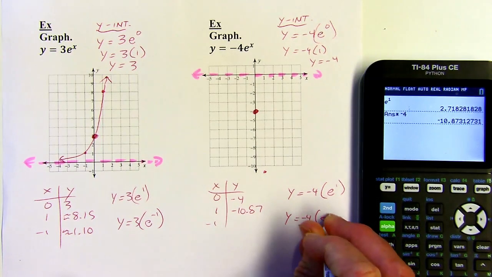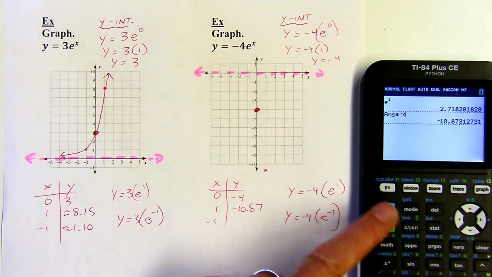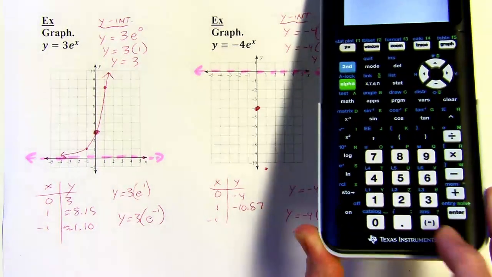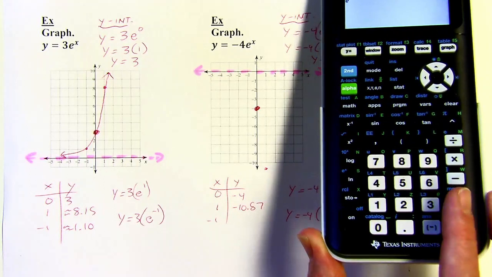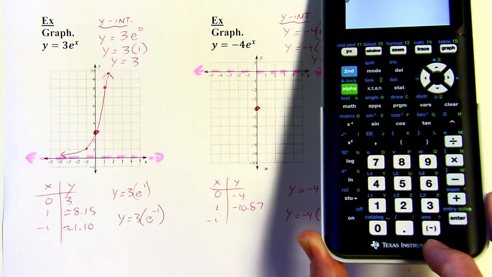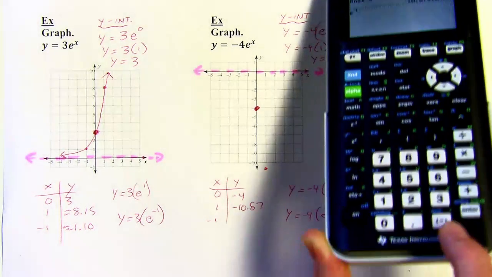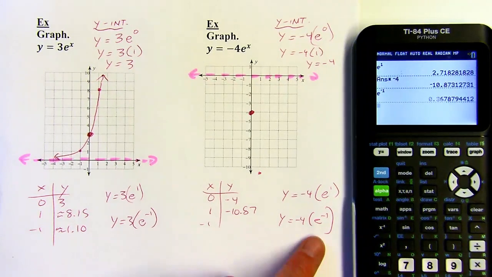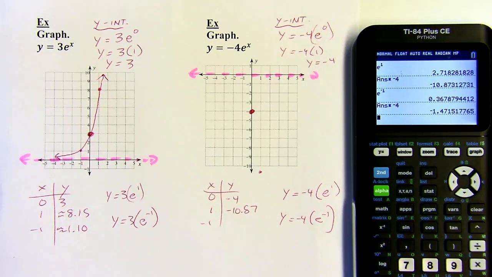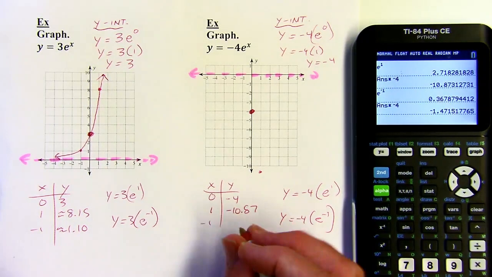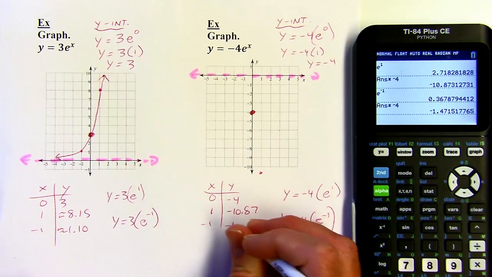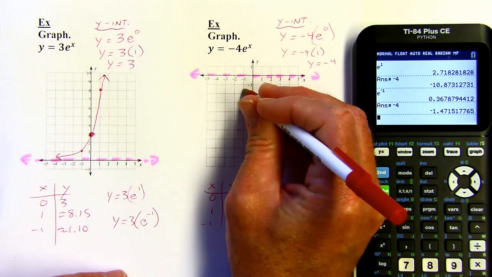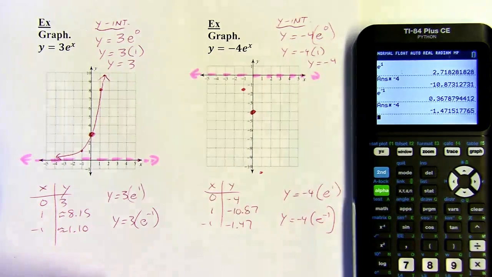So e to the -1. And when you hit the negative, make sure you use the negative button, not the minus. Your calculator will get confused. We're not subtracting anything. I'm just using that negative in parentheses there. So e to the negative first, multiply that by -4, and I've got negative 1.47. So -1, negative 1.47, somewhere in there. And I've got a pretty good idea.